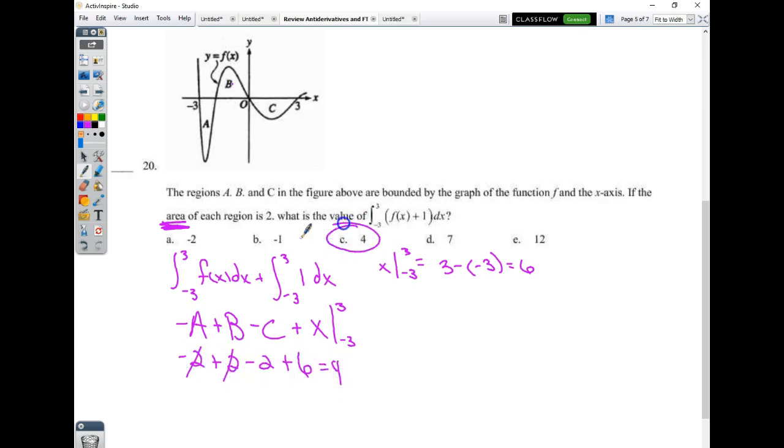And ladies and gentlemen, that is the entire review. Hopefully this at least gave you an explanation on how some of these worked and didn't leave you just kind of hanging.